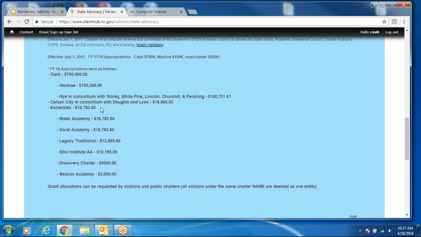So if a district says, I want X amount of laptops and that's it, I'm going to say to them, so what you're telling me is then that all of your teachers throughout your district are computer science literate and prepared to teach that in the classes. And they'll come back and say, well, no, that's not what I meant, but I need the equipment.